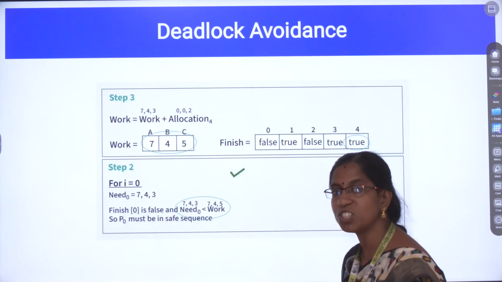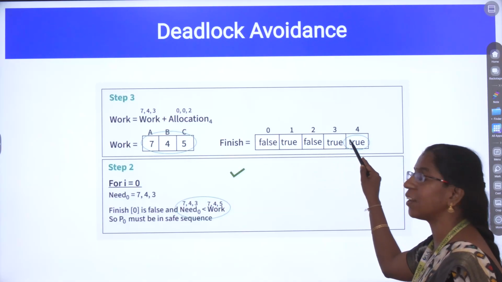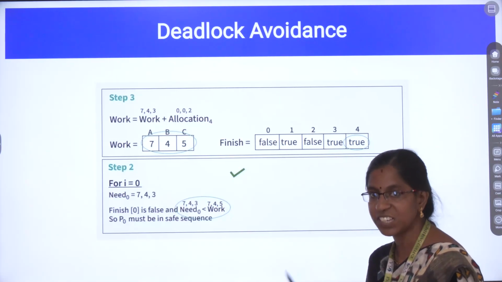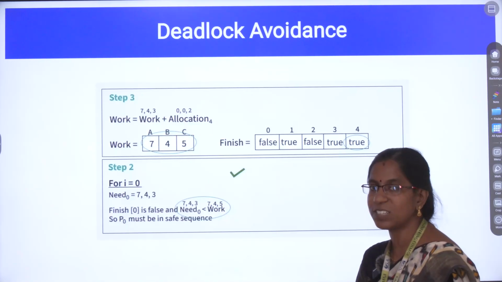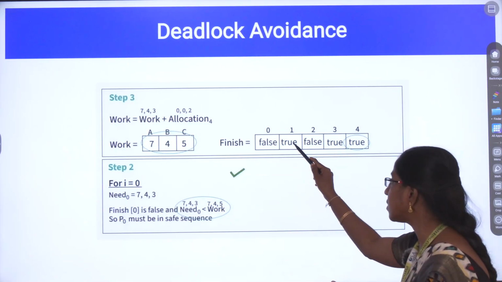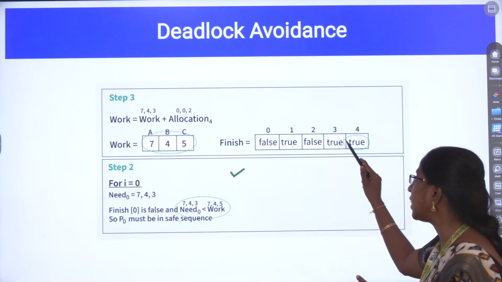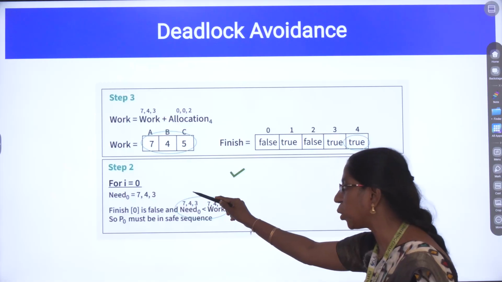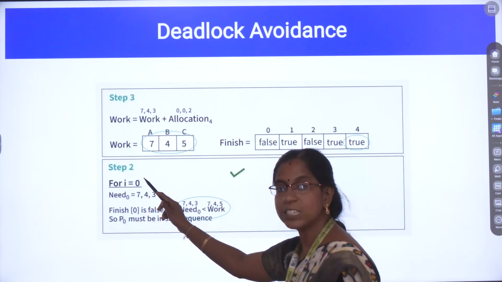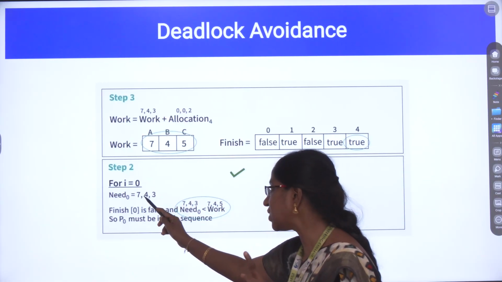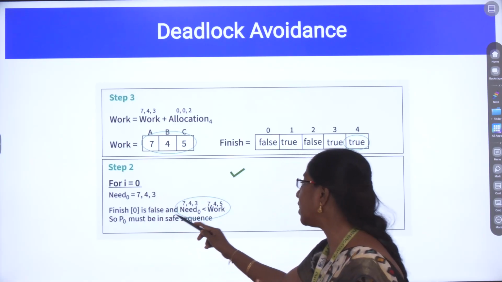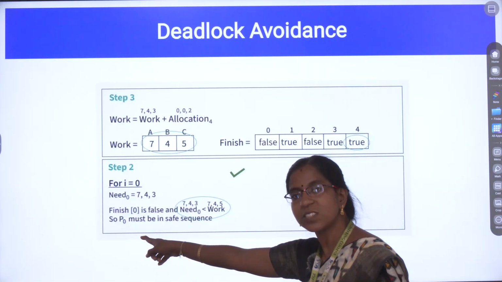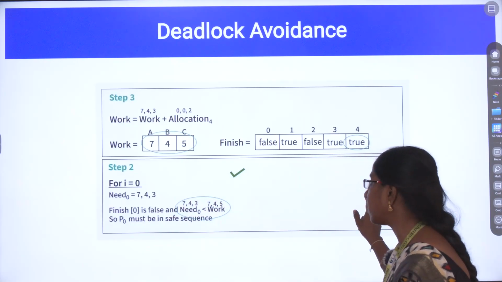Again it is a circular motion until all the values become true, meaning all the processes must be in a safe state. We are getting the sequence: first P1, then P3, then P4. Now again we move to the iteration of 0. So process 0, its need value is 743. 743 is less than 745, so our process P0 must be in the same sequence.